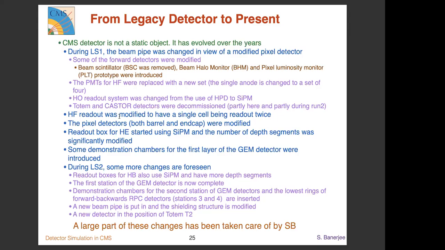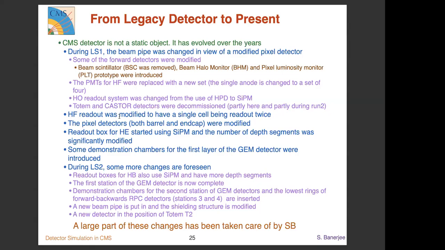And during LS2, some more changes are foreseen. We have the readout boxes of the HB also using SiPMs and having more depth segments. The first station of the GEM detector is now complete. We no longer have just a demonstration chamber, but all the chambers of the GEM are there in GE11.